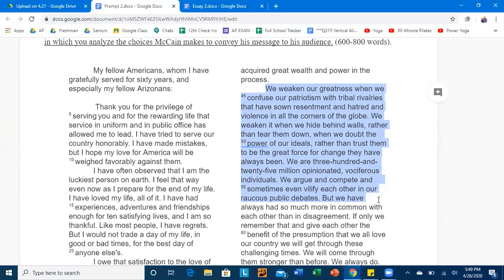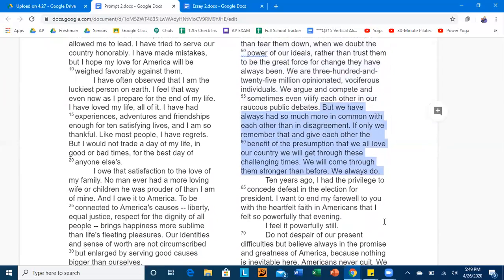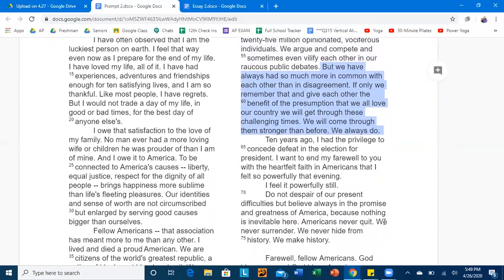We are 325 million opinionated, vociferous individuals. We argue and compete and sometimes even vilify each other in our raucous public debates. But we have always had so much more in common with each other than in disagreement. If only we remember that and give each other the benefit of the presumption that we all love our country and will get through these challenging times. We will come through them stronger than before. We always do.